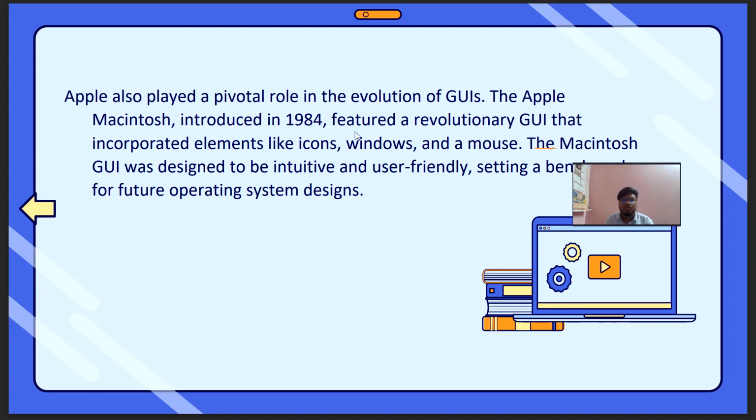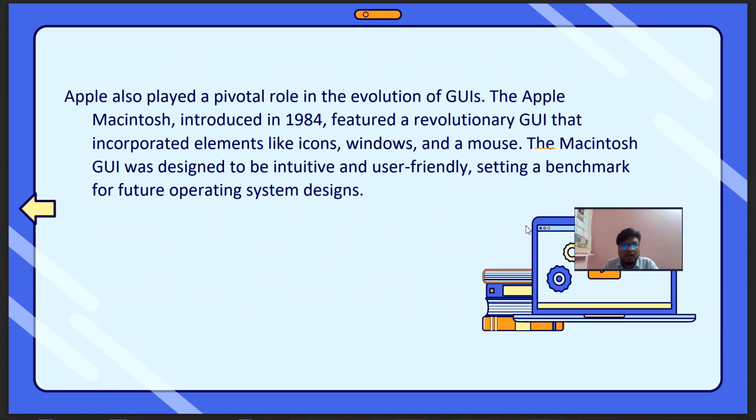Apple also played a pivotal role in the evolution of GUIs. Apple's Macintosh, introduced in 1984, featured a revolutionary GUI that incorporated elements like icons, windows, and a mouse. The Macintosh GUI was designed to be intuitive and user-friendly, setting a benchmark for future operating system designs.